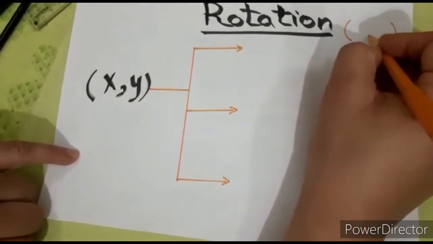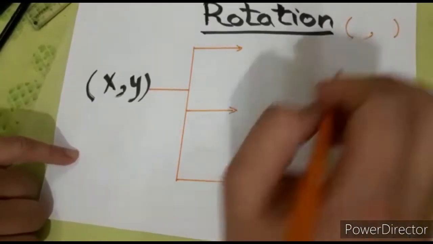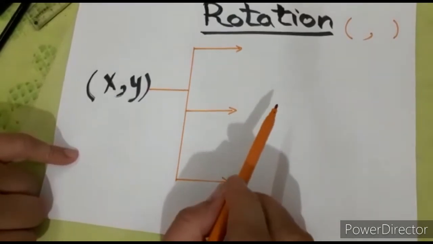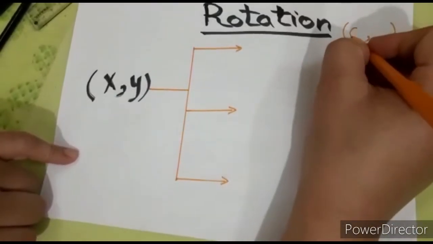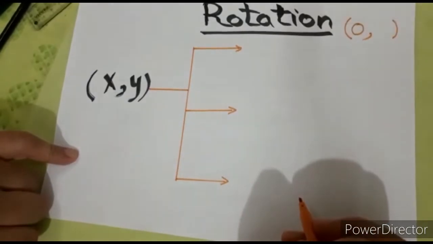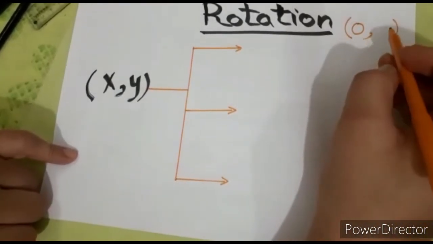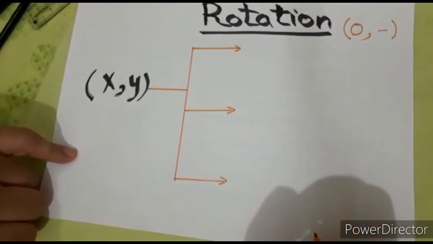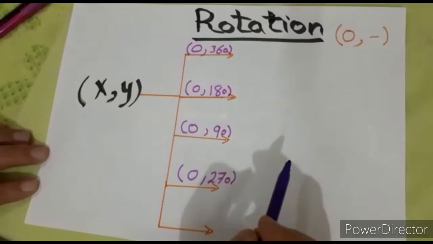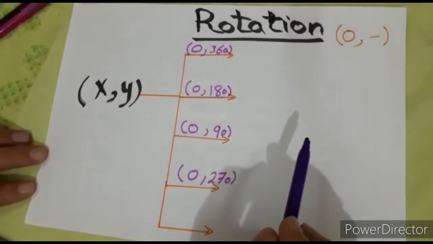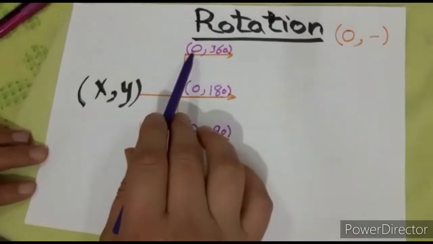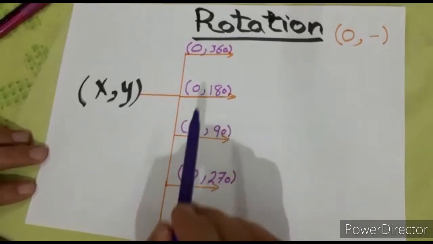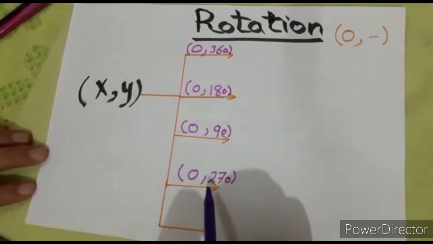In rotation, we have a center and an angle. The center in this lesson is the origin point O, and the angle may be 90, 180, 360, and so on. Okay? Today we will talk about four angles: O and 360 degrees, O and 180 degrees, O and 90 degrees, O and 270 degrees.